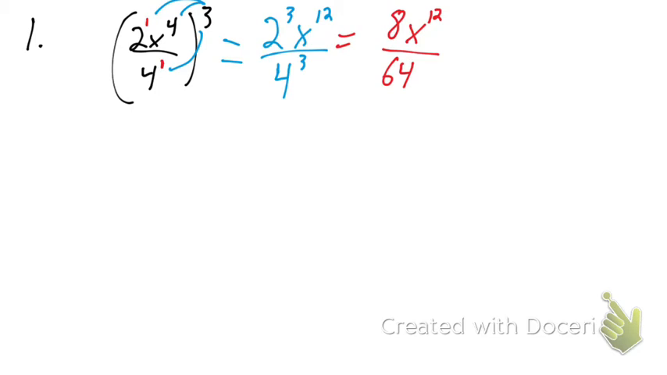Are we done yet? No, what can we do? Reduce. Reduce the fraction. What goes into both 8 and 64? 8 goes into both. How many times does it go into 8? Once. So we really have just x to the 12th. How many times does it go into 64? 8. X to the 12th over 8. Now we're done. Questions on that? We just kind of used our rule, right? Our shiny new rule.